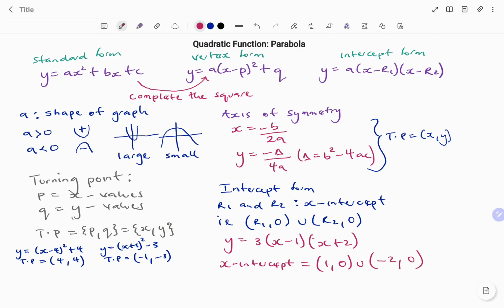It's similar to solving your normal quadratic equation. After factorization, you equate either bracket to 0 to get the value of x. So to make the equation 0 here, you make x minus 1 equal to 0, x will be 1, or you make x plus 2 equals 0, x will be minus 2.